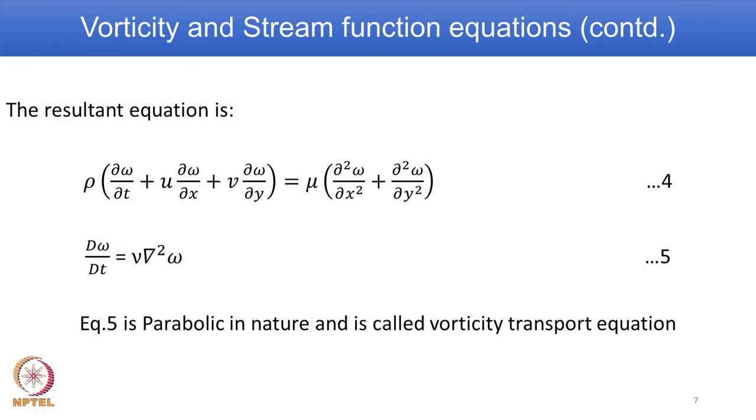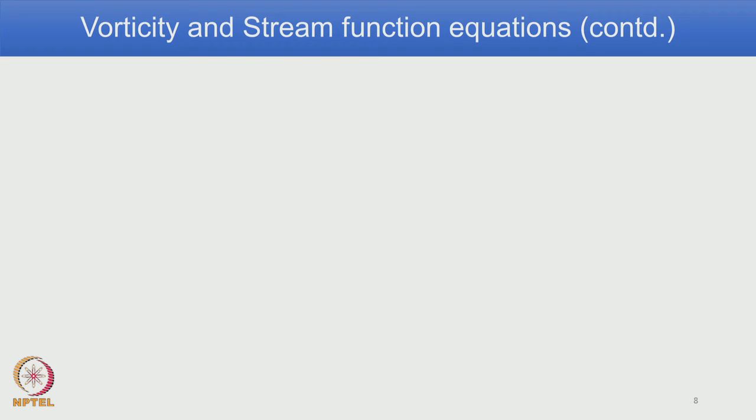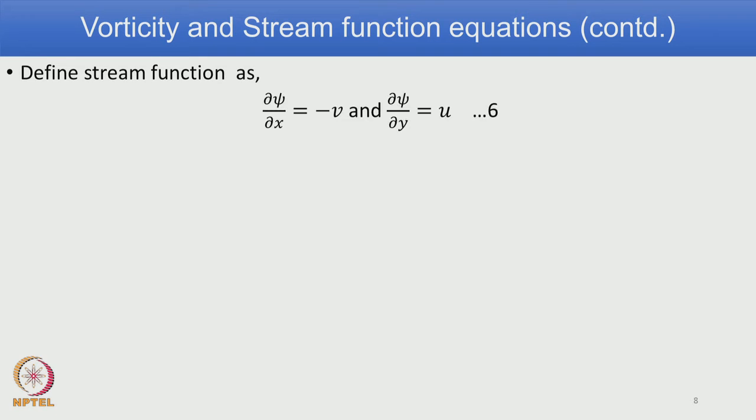So, last class we had seen up to this point, we just wanted to review, and then we move on to the next part, that is the stream function. We know the stream function definition relating to the velocity: dou psi by dou x equal to minus v and dou psi by dou y is equal to u.